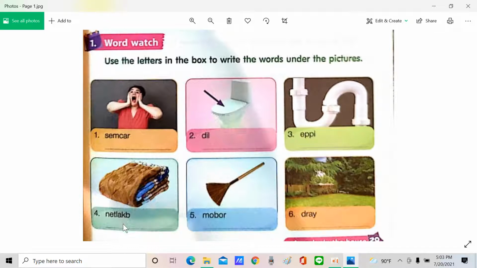And number 4, this is very easy. You use this to cover your body when you feel cold. What is this? And 5, this object, you use it to clean or to sweep the floor when it's dirty. And number 6, this is quite difficult. It's not found in your list of the vocabulary words that we have learned a while ago.